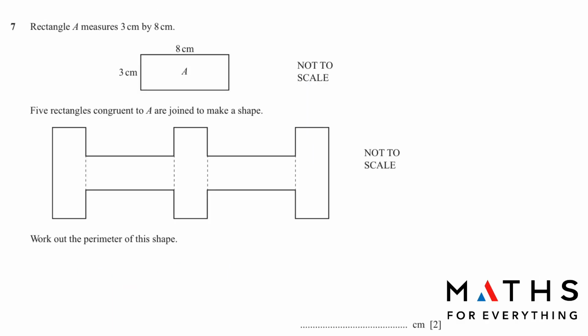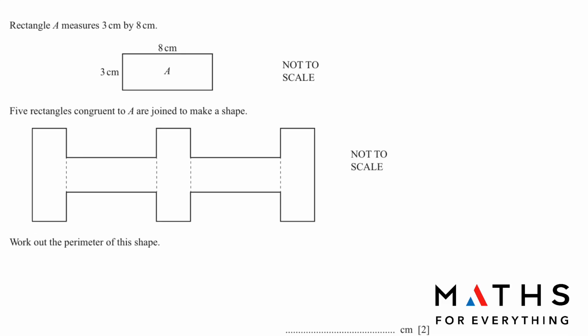Question number 7. Rectangle A measures 3 centimeters by 8 centimeters. 5 rectangles congruent to A are joined to make a shape. We have to find the perimeter of this shape. So we know that the long side is 8 centimeters and 3. Let's write down all that we have.